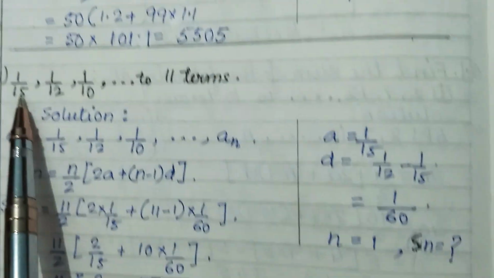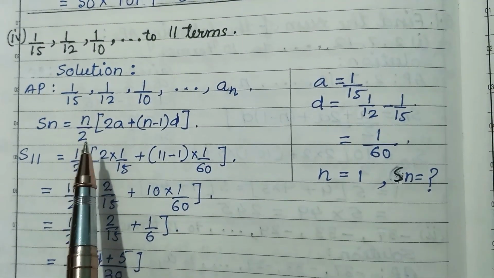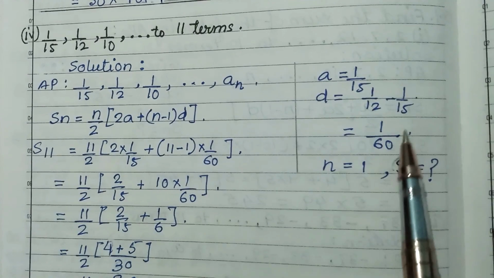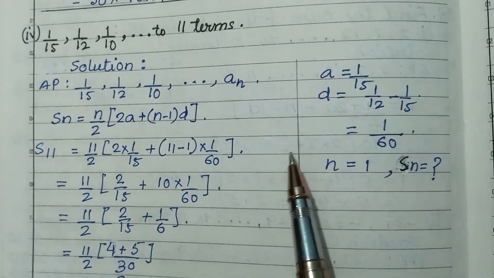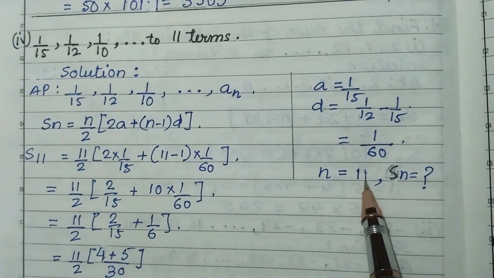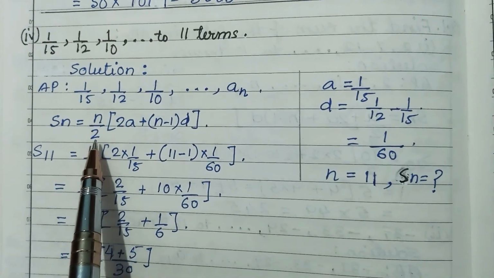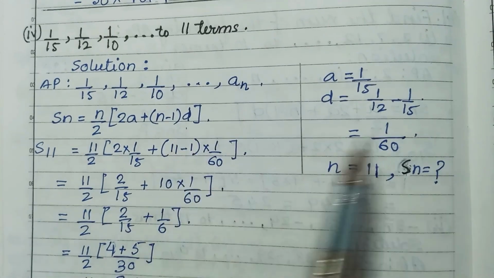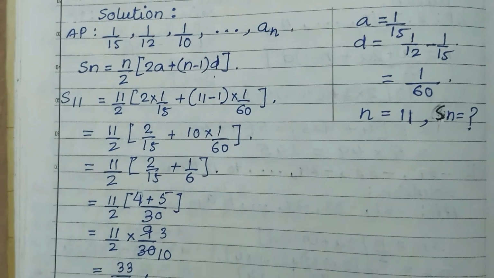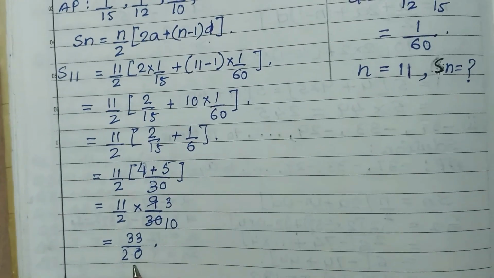Next is 1 upon 15, 1 upon 12 and 1 upon 10, and 11 terms. Now again a, d: 1 upon 12 minus 1 upon 15 is 1 upon 60, and n is equal to 11, first 11 terms. Sn we have to find out. Now Sn equal to n upon 2 into (2a plus (n minus 1) into d). Substitute the values, the calculation you can easily do. So it is coming 33 upon 20. So the sum of 11 terms is 33 upon 20.